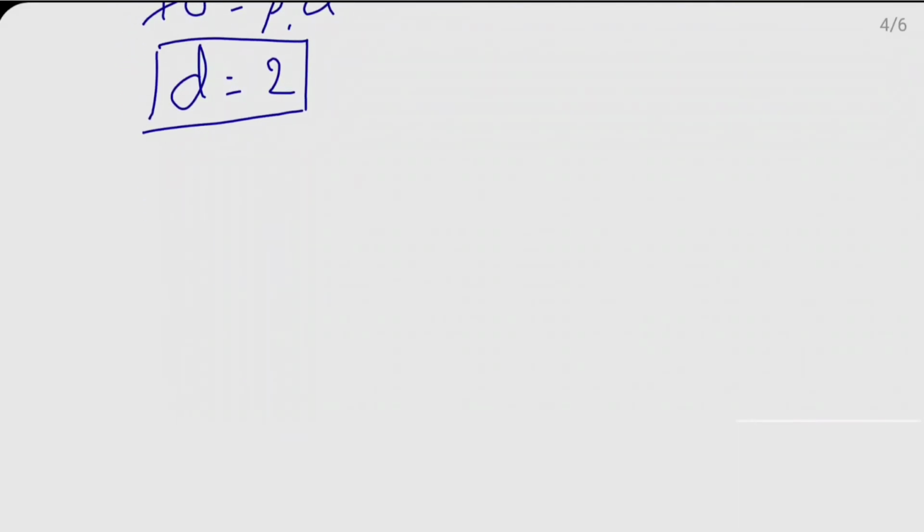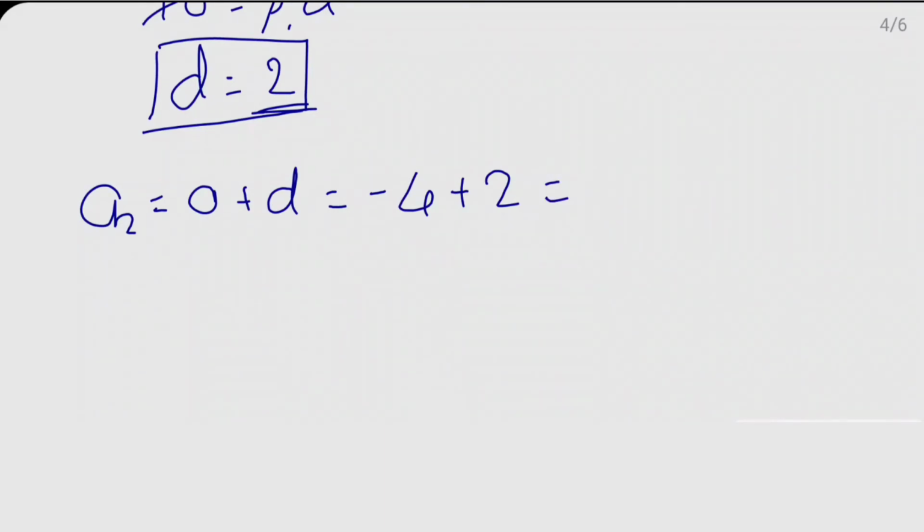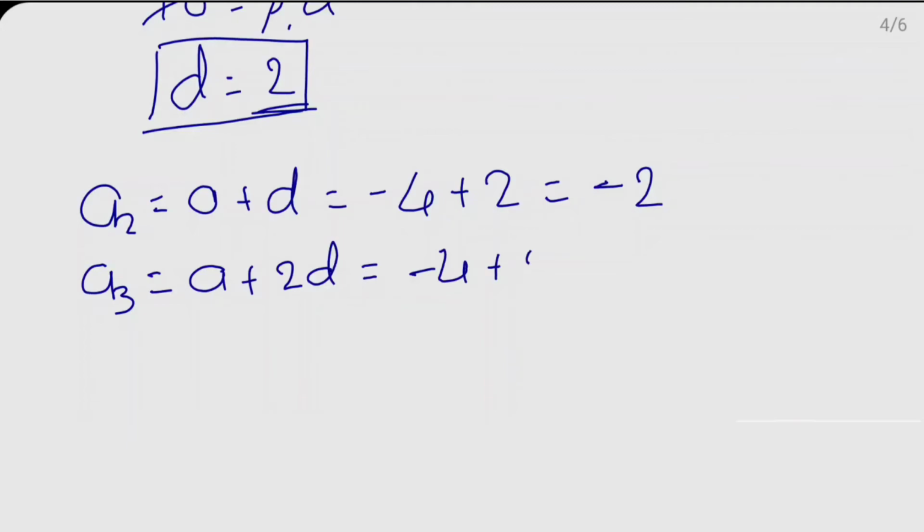So here we want to find out the second term. So a2 equals a plus d. So the first term is given, that is minus 4, and plus d is 2, which we just found. So here minus 4 plus 2 is minus 2. So a2 is minus 2. And now a3 is a plus 2d. So here a is minus 4 plus 2 into d is 2. So here we got minus 4 plus 4. So minus 4 plus 4 is 0.